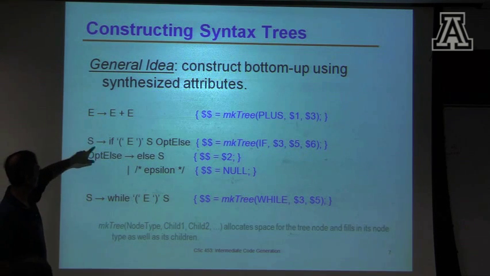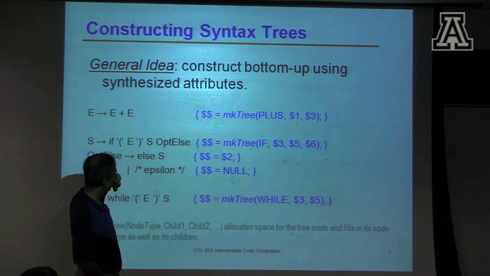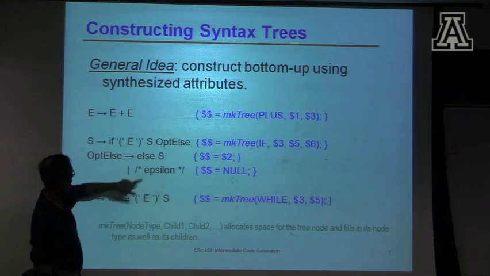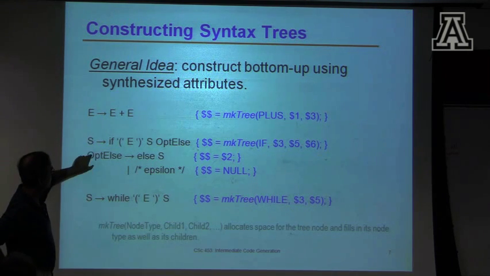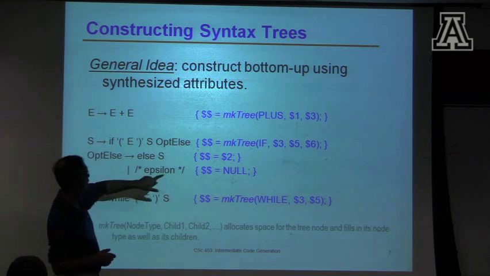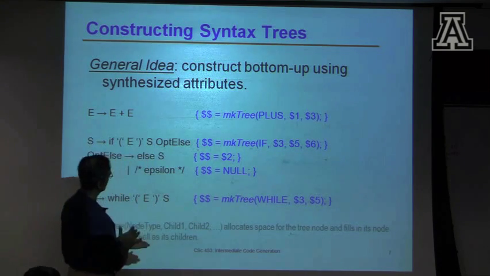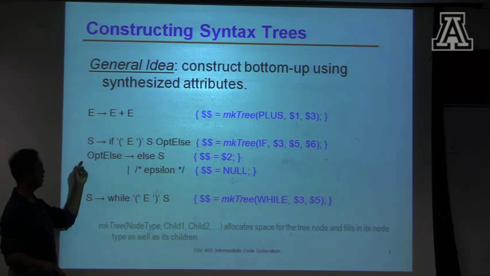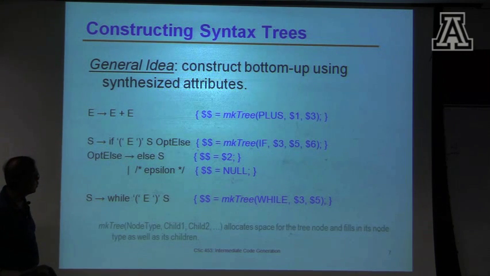Here's the if part. So statement goes to if, then an expression, then some statement, then an optional else part. So let's assume that optional else is, here's optional else. It either finds an else and a statement, or it generates epsilon. Correspondingly, the syntax tree it sends up is either the tree for the statement, or it's null. Okay? So opt else is responsible for creating a syntax tree for its child. And because there is no computation associated with this, right?